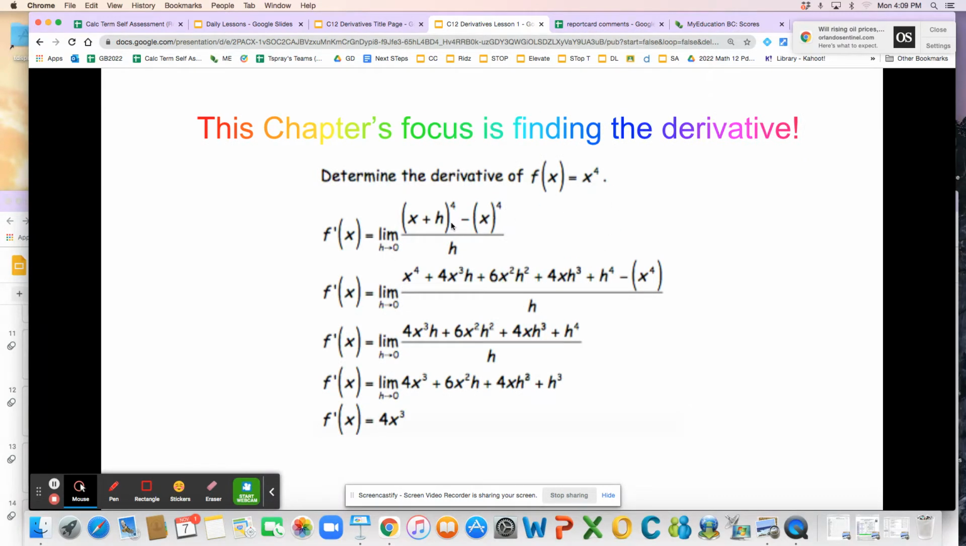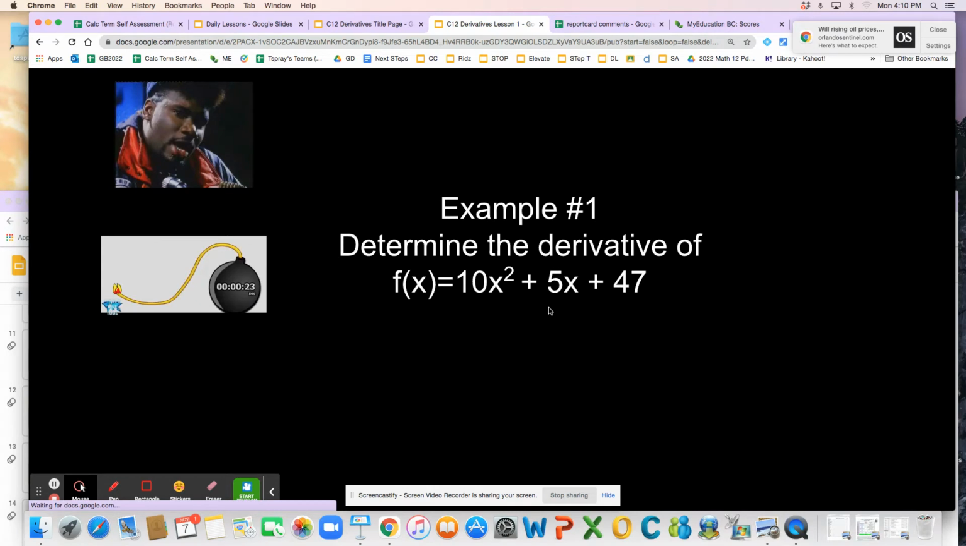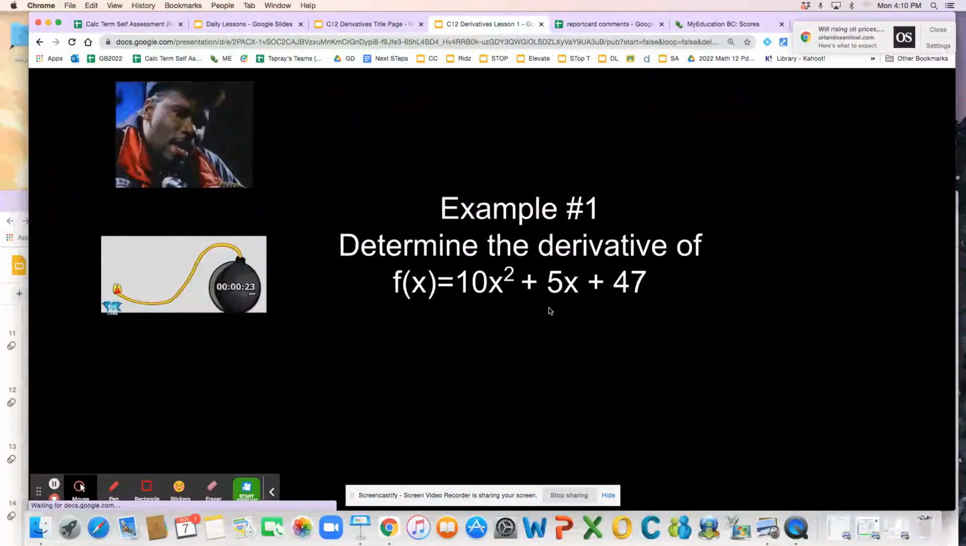X to the power 4. When you expand it all out, you get 4x cubed, and you're very observant if you're noticing that you just bring down the 4 to the power of 3. Let's practice this. What do you think the derivative of that would be? Just by guessing and checking.